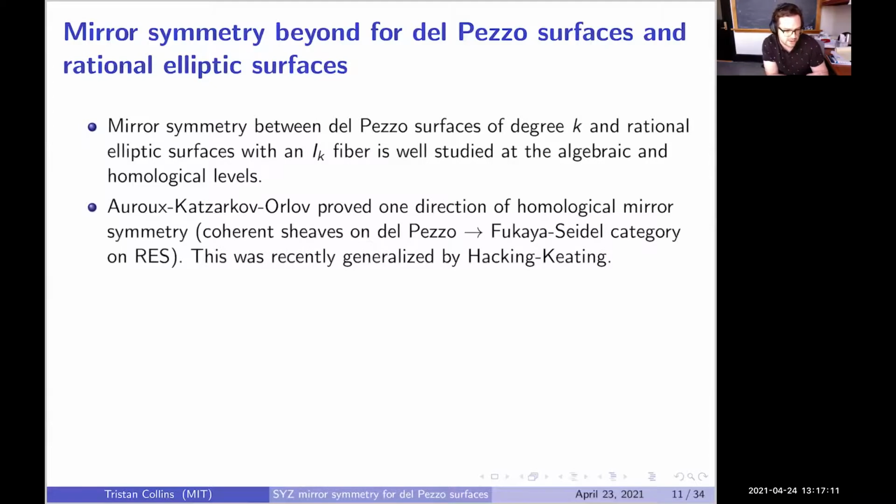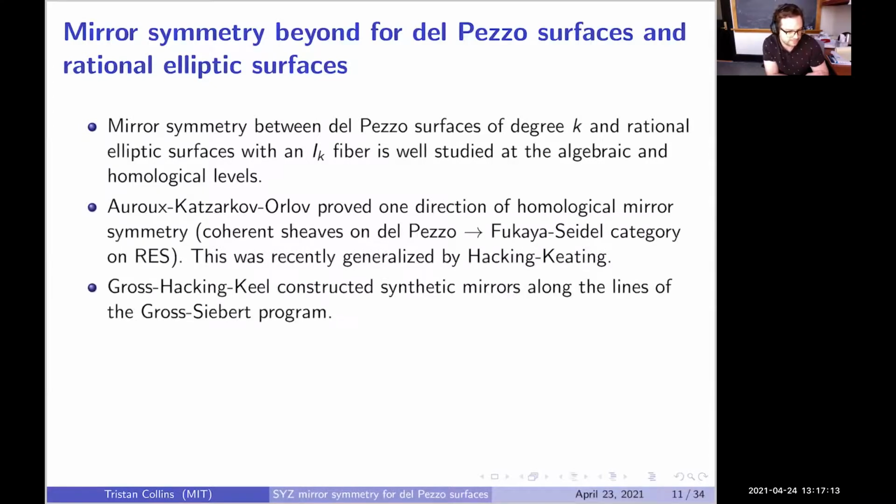This was recently generalized by Hacking and Keating. Gross, Hacking, Keel constructed synthetic mirrors along the lines of the Gross-Siebert program. So they enacted this Gross-Siebert program in this setting to construct algebraic mirrors.